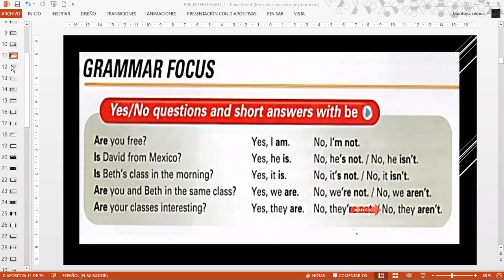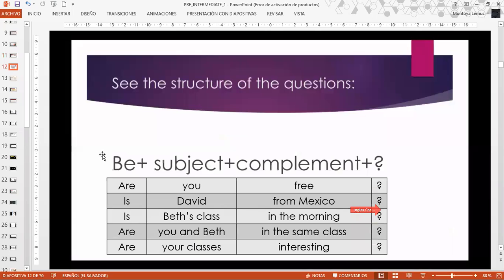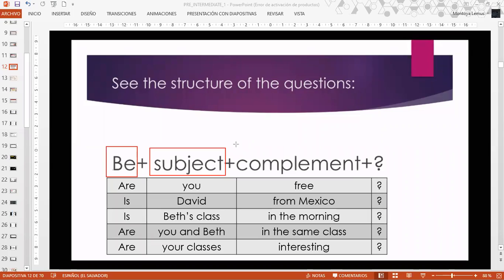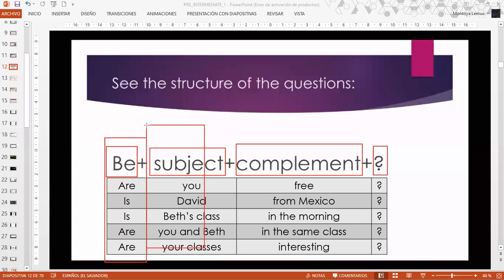So if you notice, the structure for these questions is this. First the verb be, second the subject, and finally the complement, then the question mark. That is the order or the structure for yes/no questions with be. So we have the verb be, are, is, are, according to the subject: you, David, Beth, etc., and the complement. Okay?